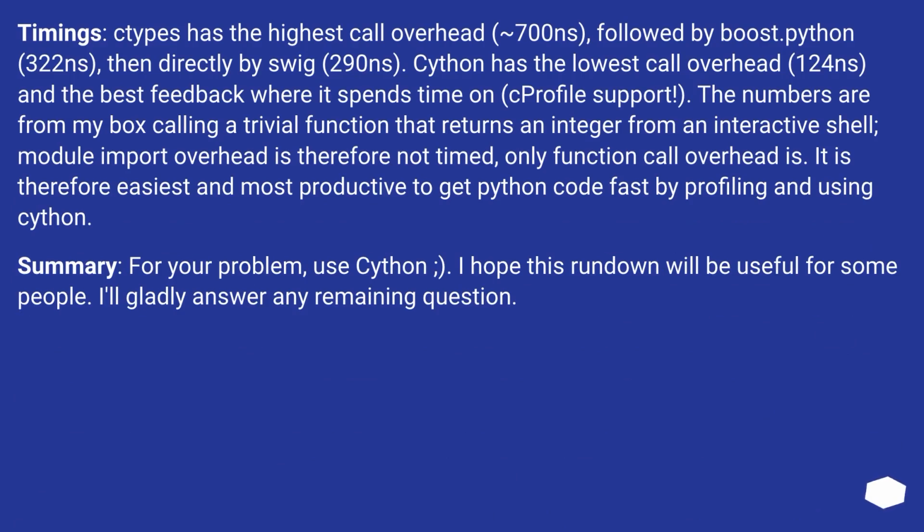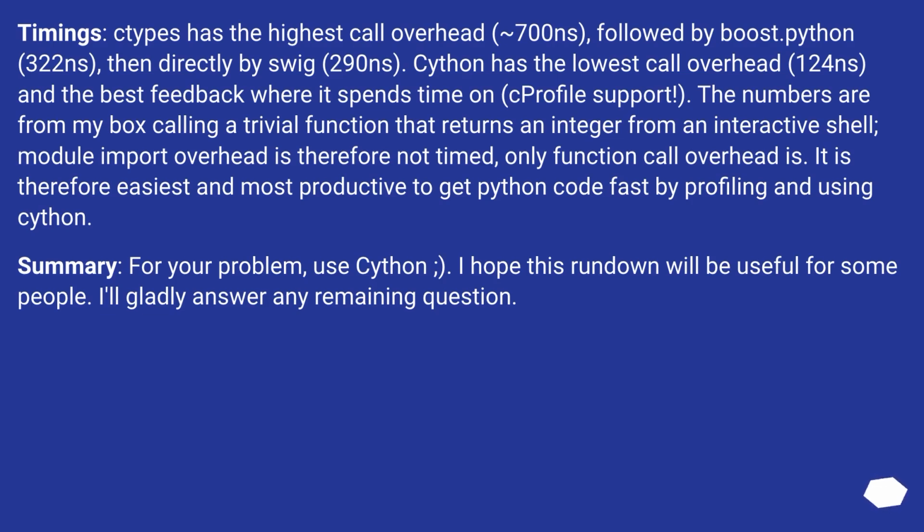Timings. ctypes has the highest call overhead, ~700 ns, followed by Boost.Python, 322 ns, then directly by Swig, 290 ns. Cython has the lowest call overhead, 124 ns, and the best feedback where it spends time on C profile support. The numbers are from my box calling a trivial function that returns an integer from an interactive shell. Module import overhead is therefore not timed, only function call overhead is.